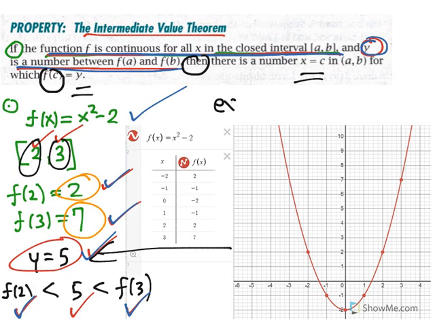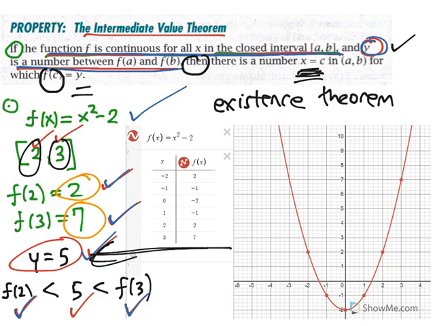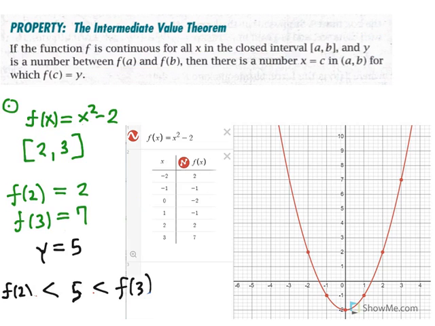It's called an existence theorem. It doesn't really tell you how to find that particular input value. It just tells you that because the conditions from the hypotheses are satisfied, there must be at least one input value between 2 and 3 for which the output will be 5. It tells you that there is such a value. It's an existence theorem, but it doesn't really tell you how to find it.